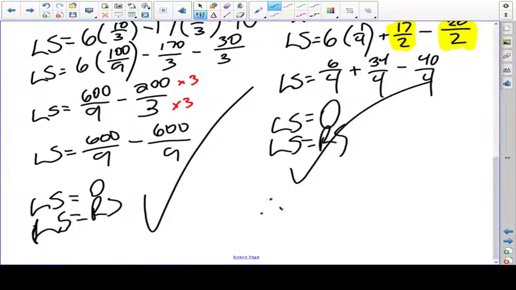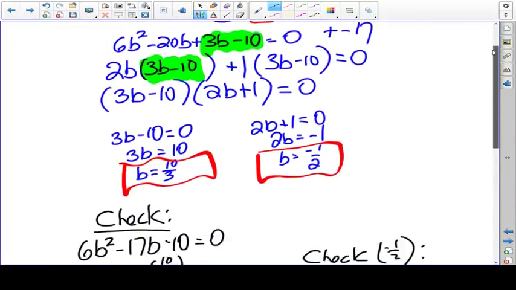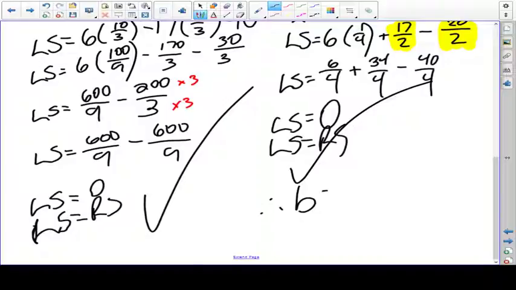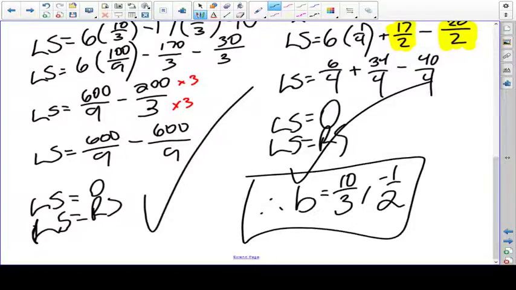So therefore, what was the letter in this question? B. B equals 10/3 and negative 1/2. Solved and verified. I think we have one more question, and that's practice time.